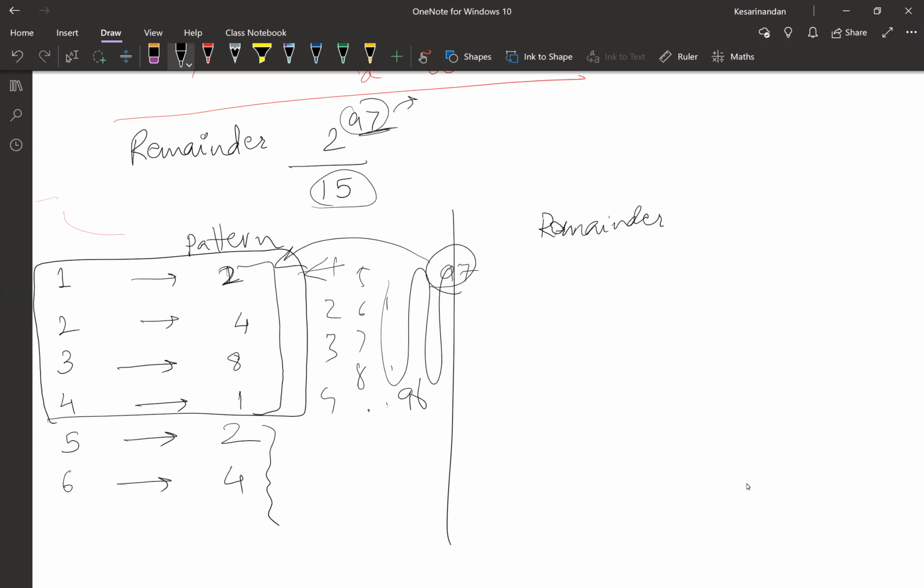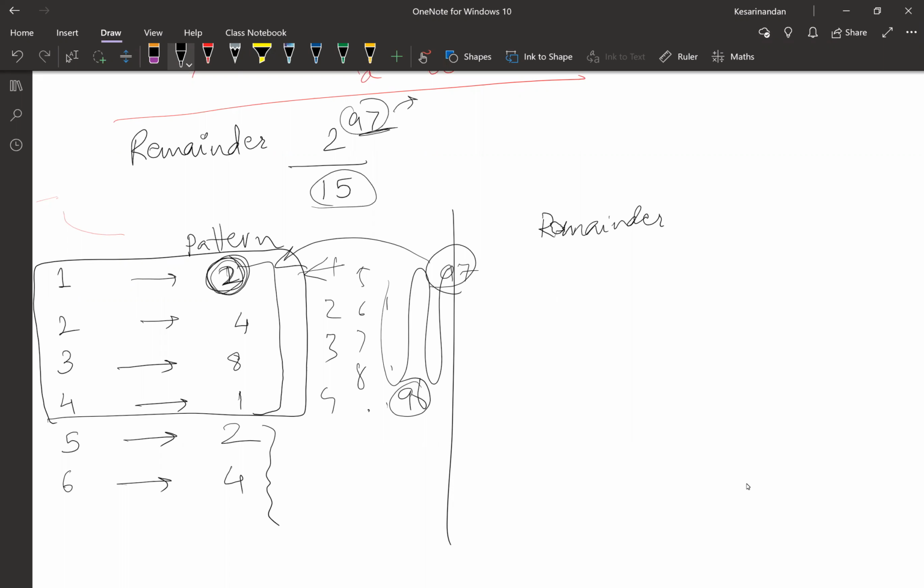Everybody clear with this part? Yes, please. Anybody, any doubt? So the answer is 4, right? No, the answer is 2. The last digit is 2, right? Yeah, so the remainder till 94 it is fine. So 95, 96, 97. Until 96, we will get 96 here. Okay.